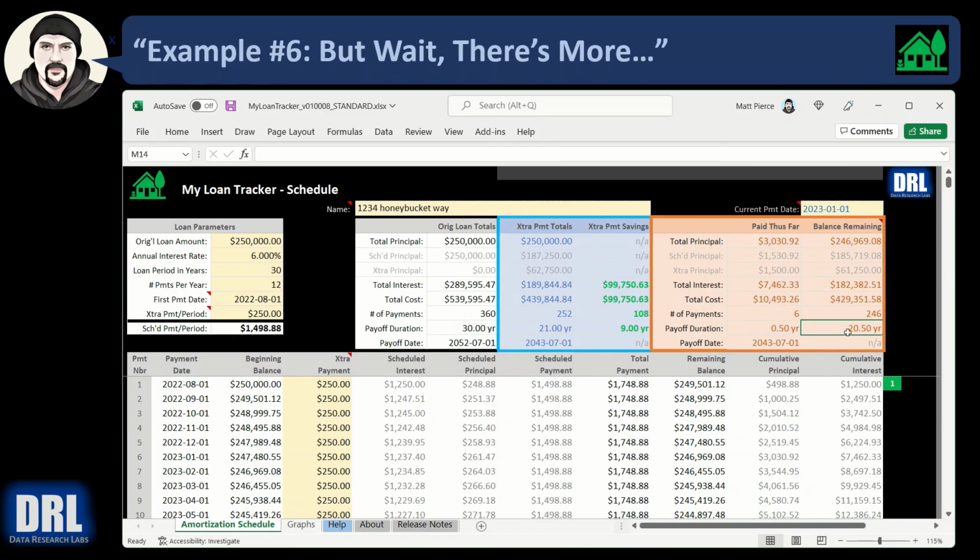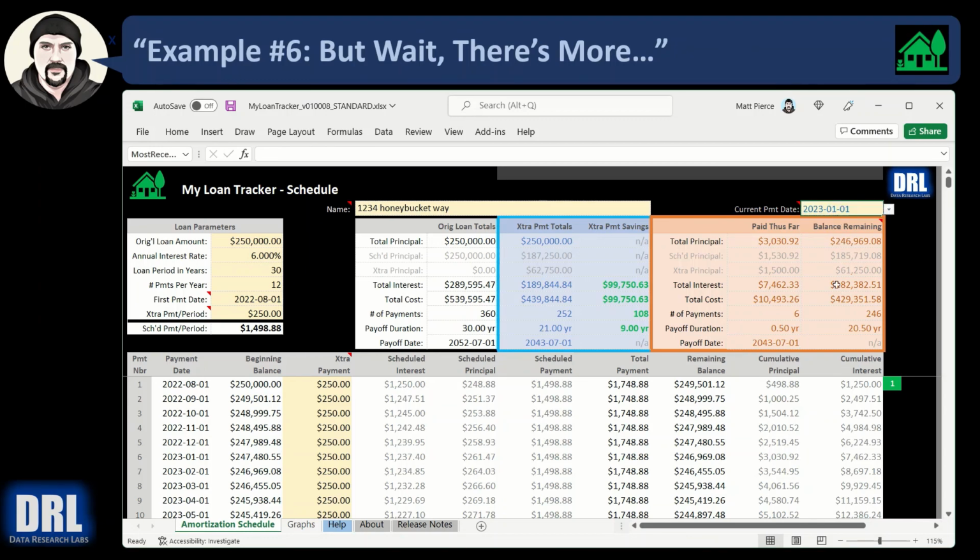And the payoff duration, because that would be 360, so it's factored in the 108 that's out. It's 252 is the new total number of payments with prepayments, and 246 and 6 equals 252. So I have a half a year in, 20 and a half years to go. And then the payoff date, that's NA. It's the same regardless. I guess I could merge the cells. But anyway, that is what you get with the standard edition.